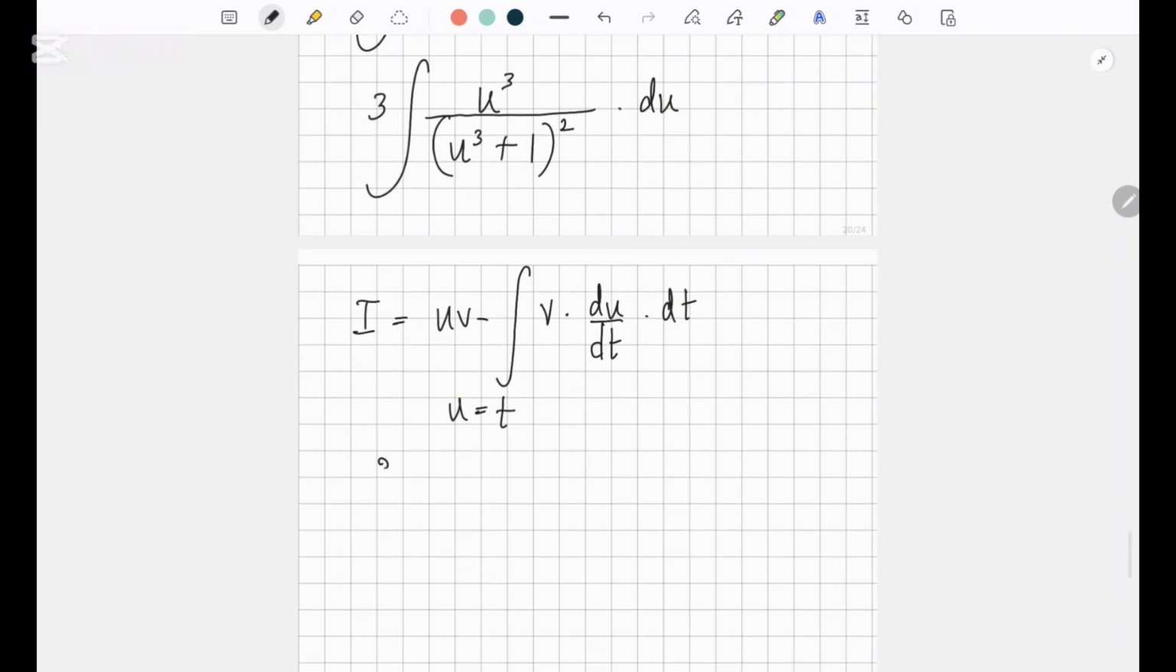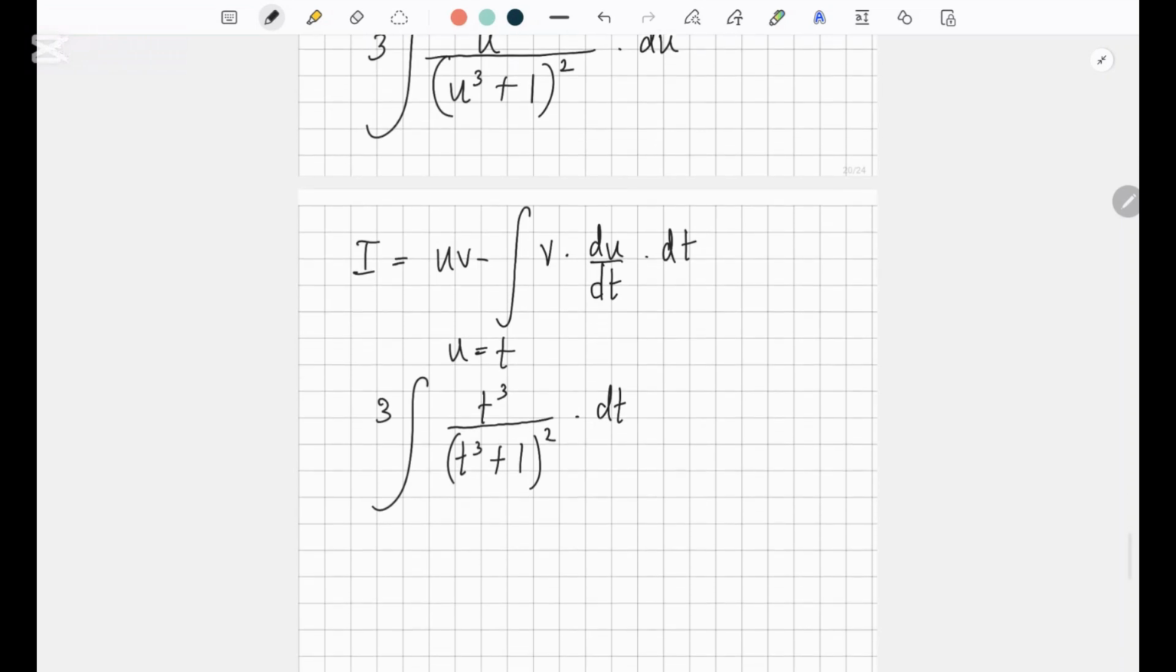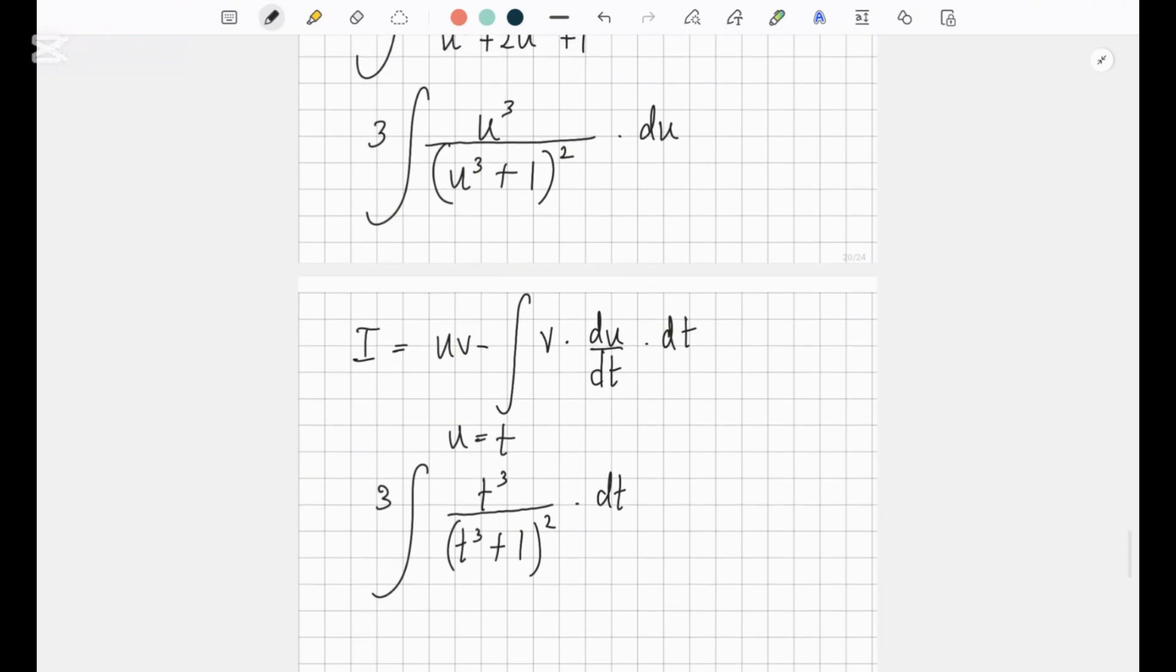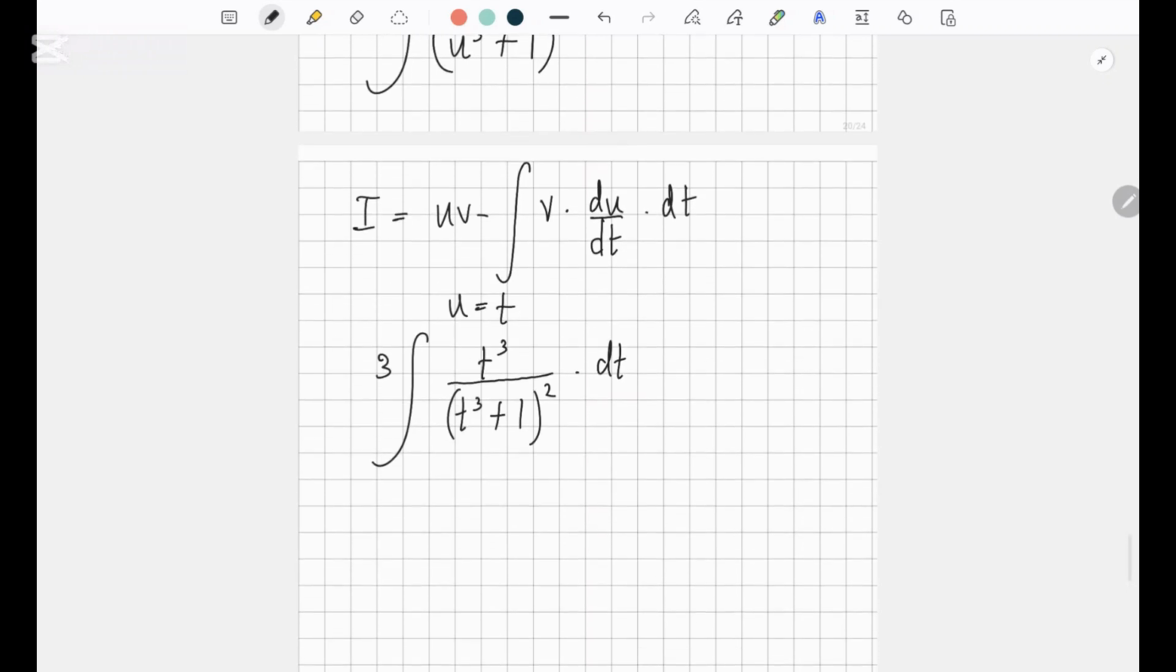So I'll rewrite the question as 3 into t to the power 3 over (t to the power 3 plus 1) squared dot dt. Alright, I just changed the u into t. I didn't notice that I'd have to use integration by parts while doing this question. I just realized right now, because I think integration by parts would be the best for that integral.